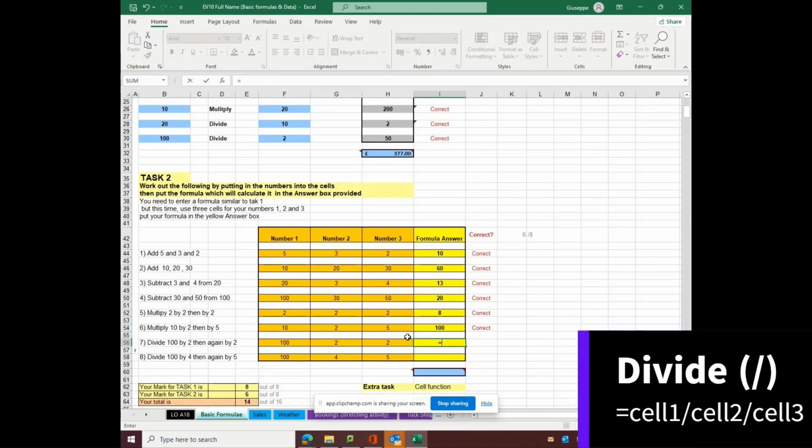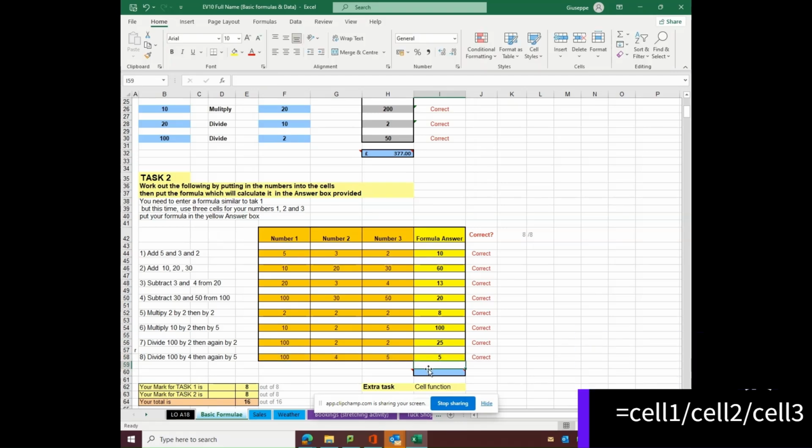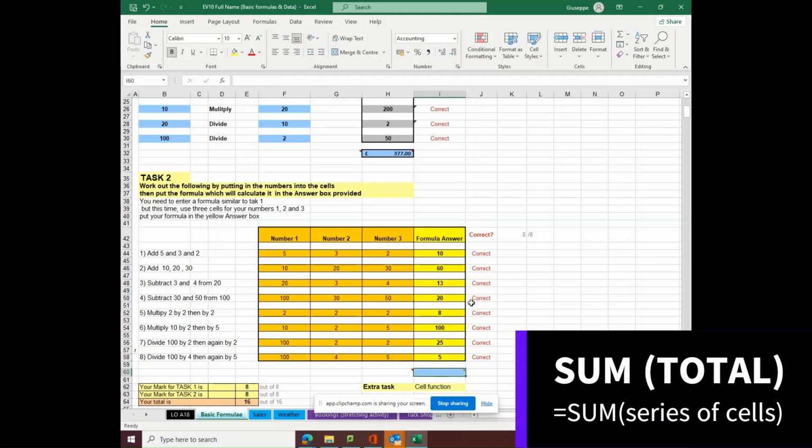Divide now. Equal, first cell, divide second cell, divide third cell, enter. Again. Equal, first cell, divide second cell, divide third cell, enter. The total again now. AutoSum, select the cells, enter.